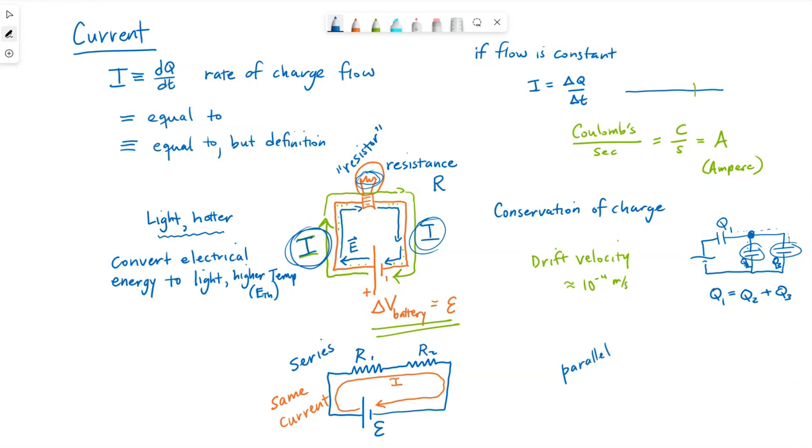In parallel, the idea is similar to what we talked about with capacitors in parallel. If we follow a path, here there's a junction. So this time I'm choosing to go through R2. I need to actually fix this. It's not quite valid what I wrote. So let me draw this again.